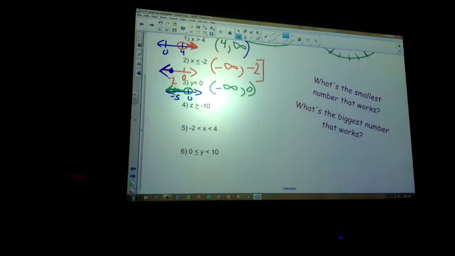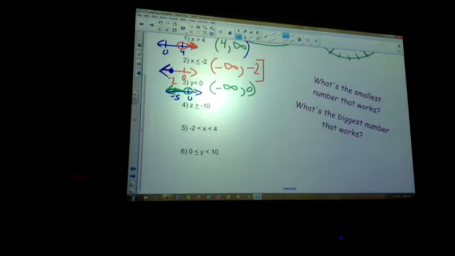Okay? So z is greater than or equal to -10. Are we including -10? Yes. So is it a solid dot? Yes. Is it a square bracket at -10? Yes. Solid dot means square bracket. Solid, square. Both start with S. But they're not solid circles.